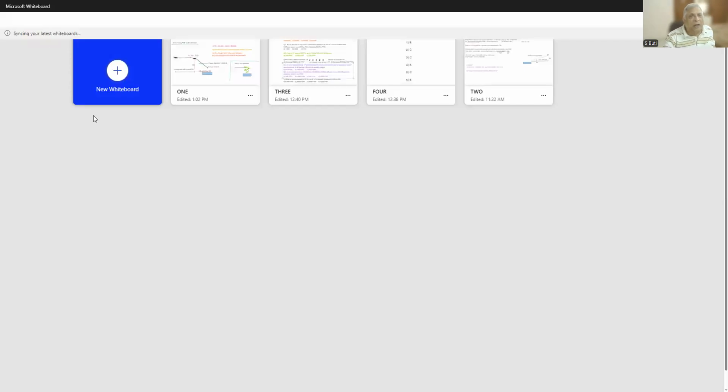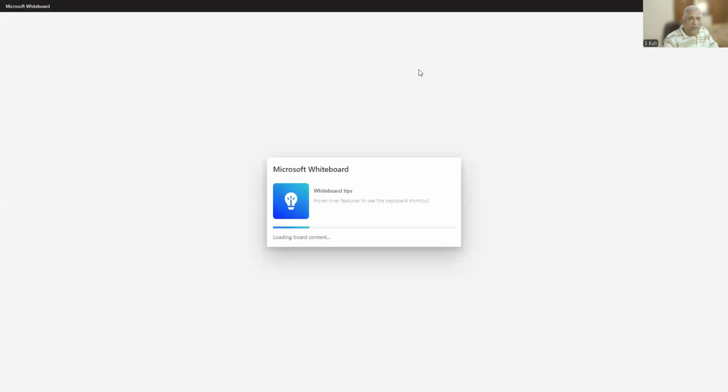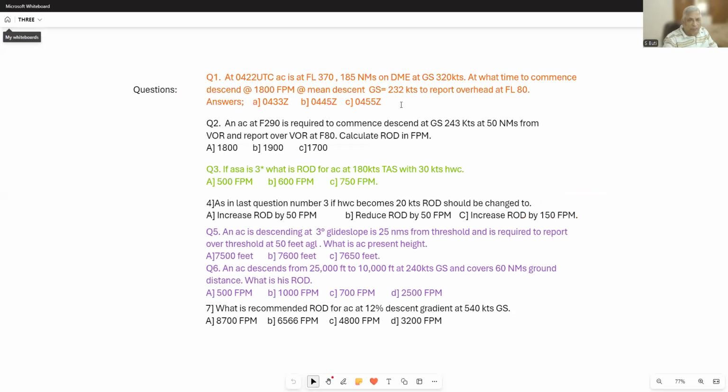And here are, as usual, the types of numericals you could expect. Different types based on the same concepts which I have explained to you. Some are out of the diagram which we studied for the flight plan, when to start descent. Some are given for a particular angle or a particular gradient.